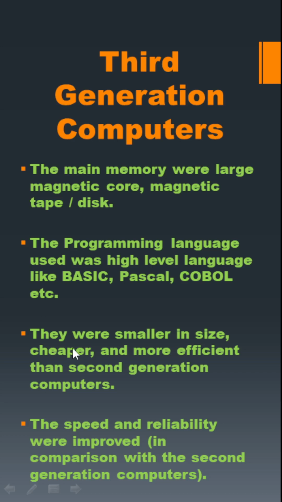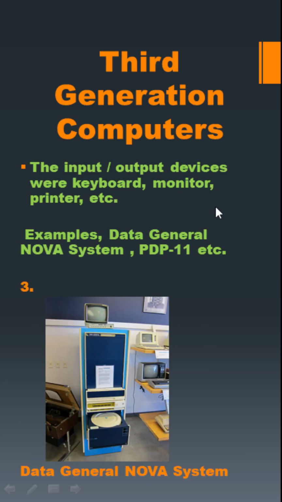They were smaller in size, cheaper, and more efficient than the second generation computers. The speed and reliability were improved in comparison with the second generation computers. The input output devices were keyboard, monitor, printer, etc. A notable example is this Data General Nova system. So that's all for third generation computer.